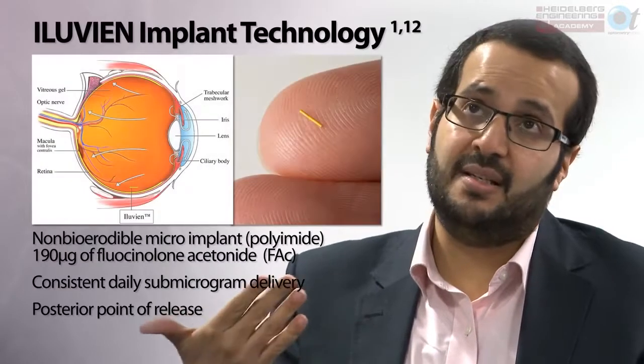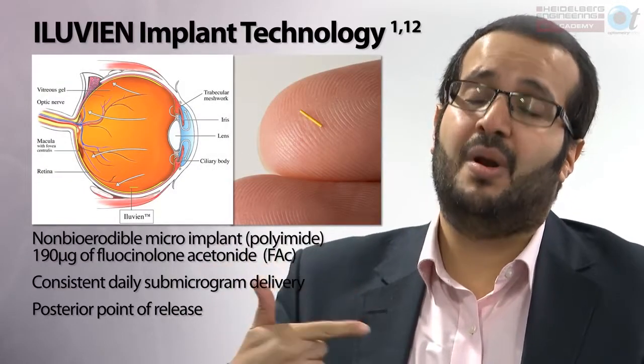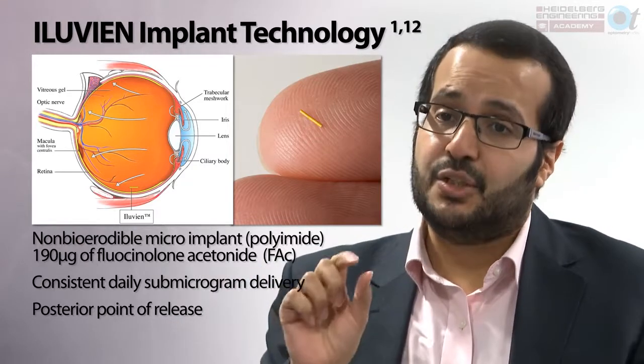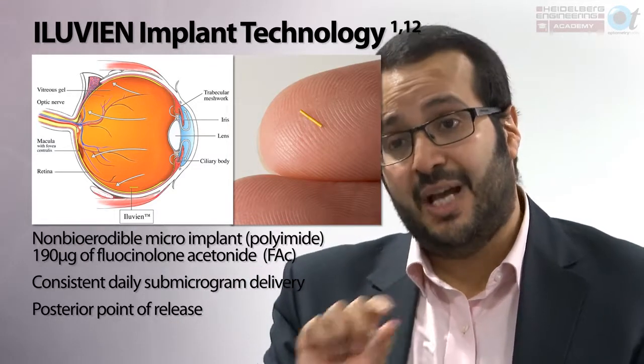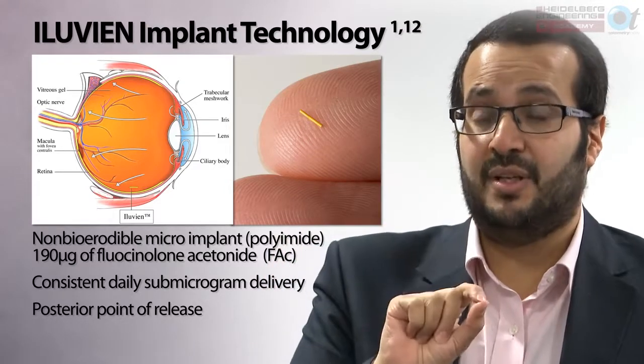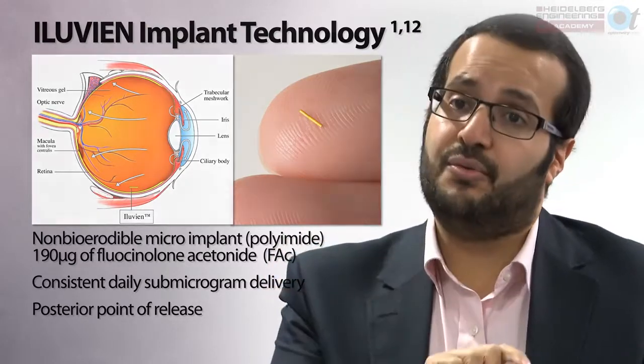And also more recently, we now have sustained delivery implants which can give steroid over 3 years with similar gains in vision. Something called Alluvian, which we were allowed to use in the NHS as of December of last year. And again, it's a small implant that is injected into the eye, and that releases sub-microgram doses of steroid consistently over 3 years.